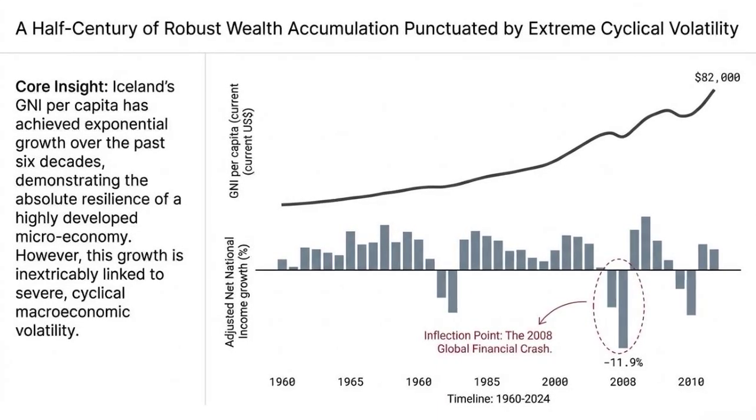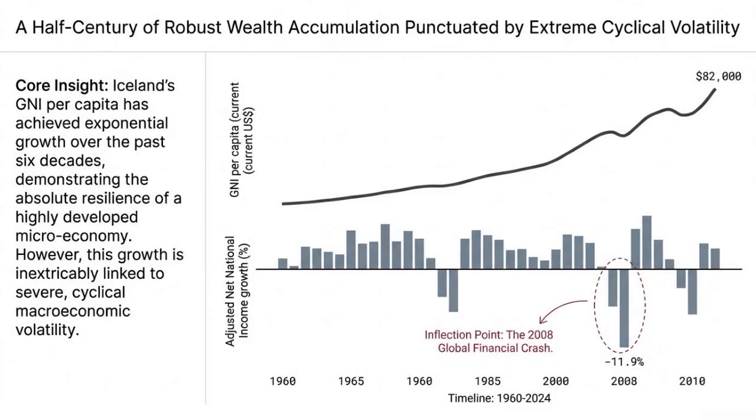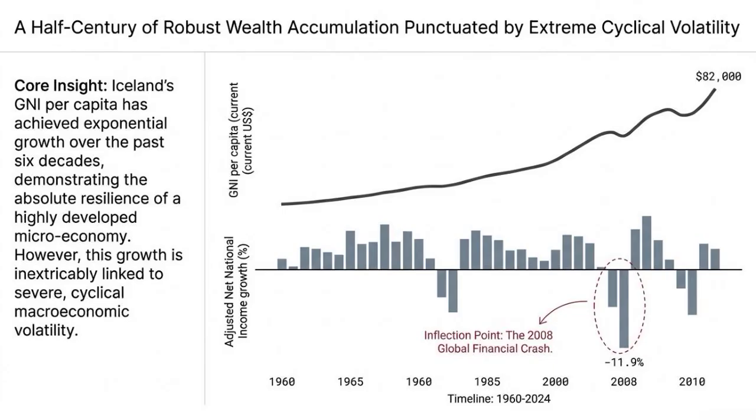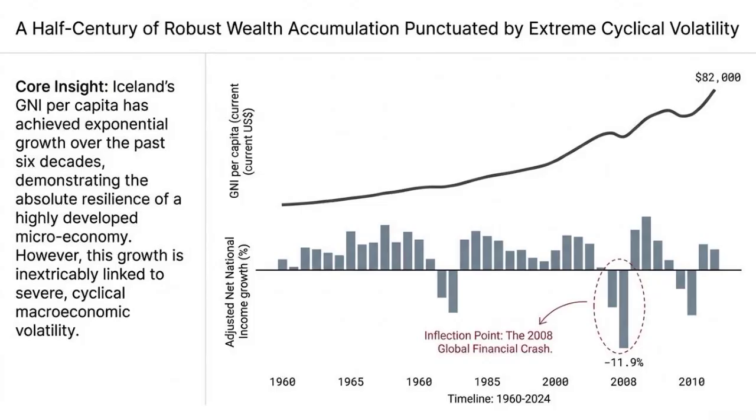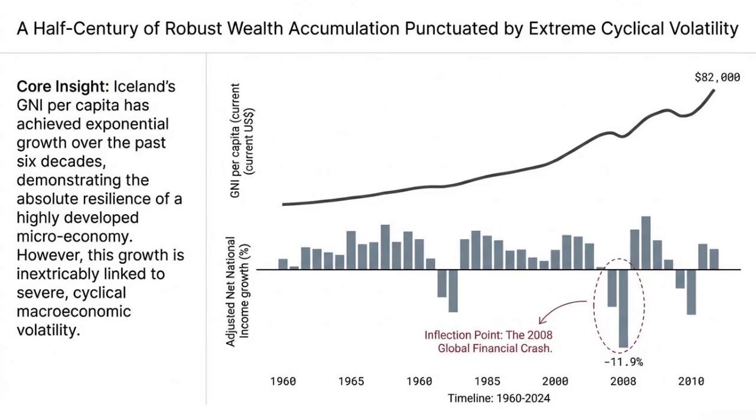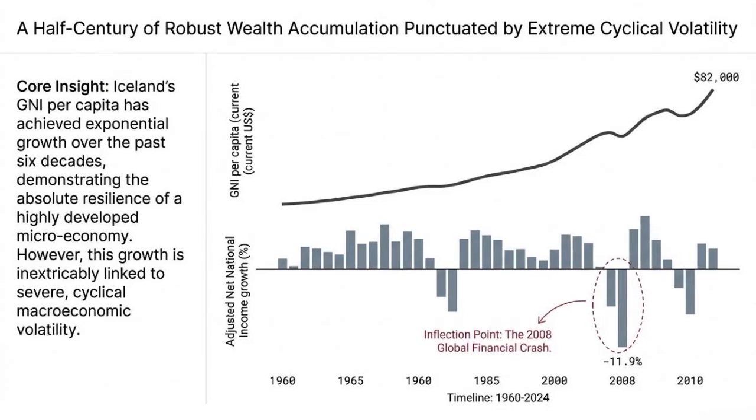Let's look at the wealth generation engine then. We need a wide, smooth trend line stretching across the next slide, tracking GDP per capita in constant 2015 US dollars. Okay, tracking the overall wealth. It starts low on the left at around $14,000 and moves upward toward nearly $60,000. That is a fundamental structural transformation of national wealth.